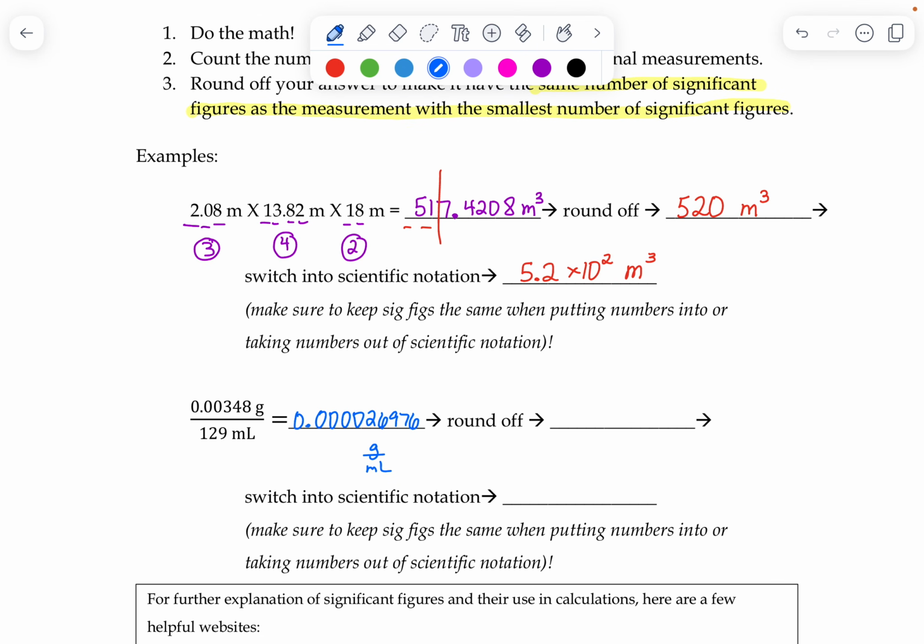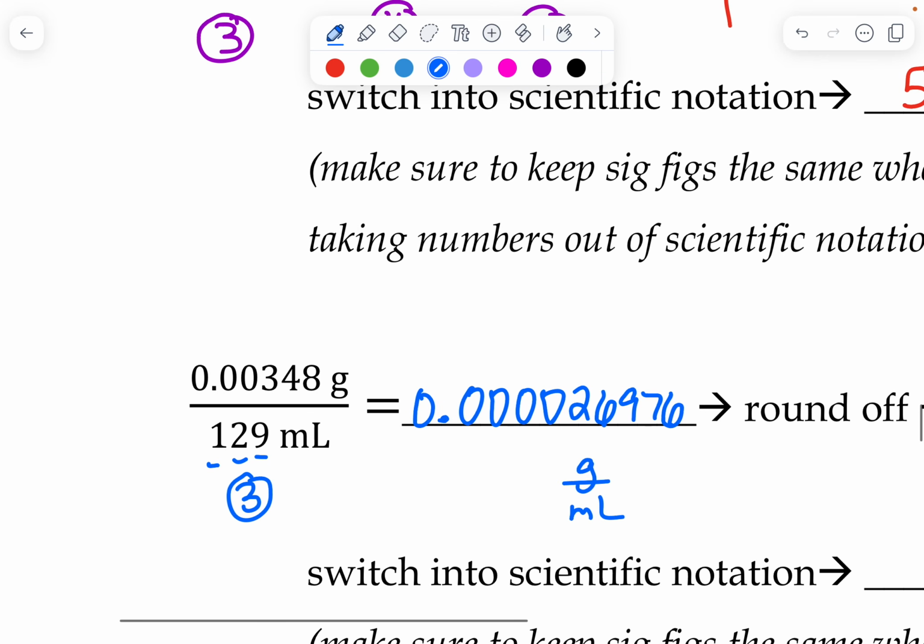So the 129 has 3 sig figs, the 1, the 2, the 9 all count. For that 0.00348, this one does not count, not in a sandwich to the left of the decimal. The next 2 zeros fulfill half of the right rule. They're to the right of the decimal, but they're not to the right of anything significant. So these guys do not count. So it's just the 3, the 4, and the 8. So this guy also has 3 sig figs.